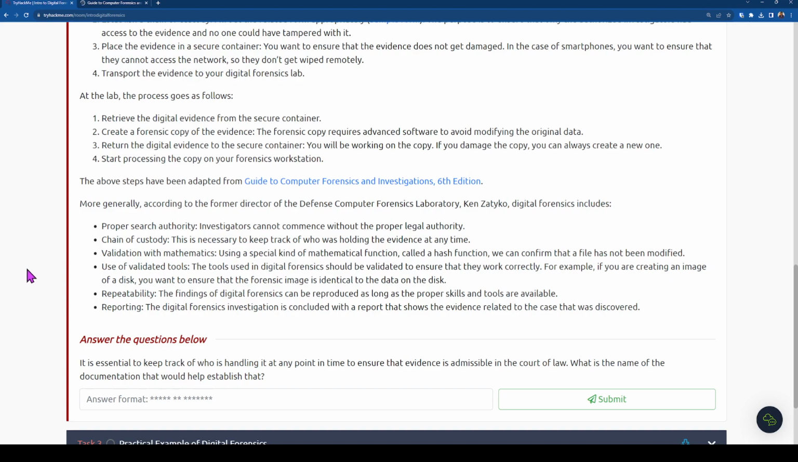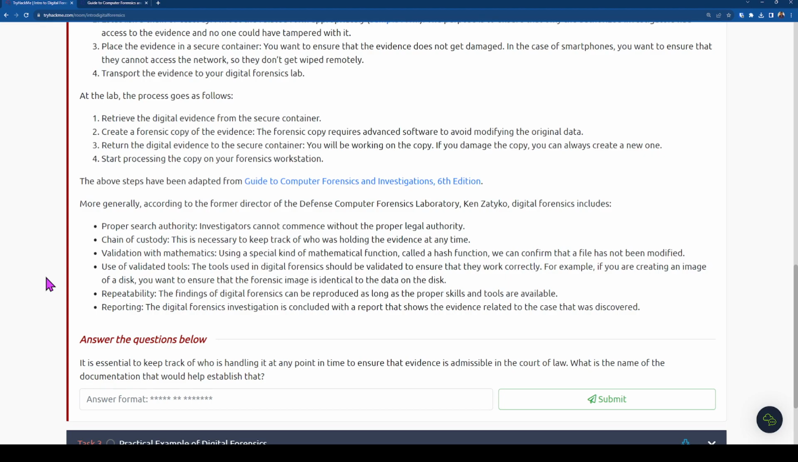More generally, according to the former director of Defense Computer Forensics Laboratory, Ken Z., digital forensics includes proper search authority. Investigators cannot commence without the legal authority. Chain of custody.